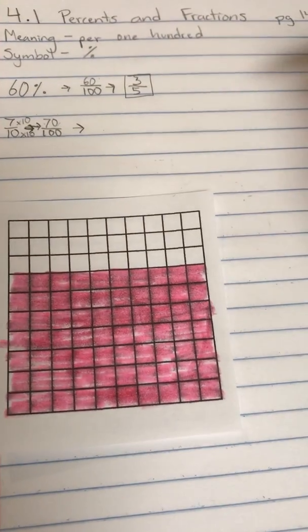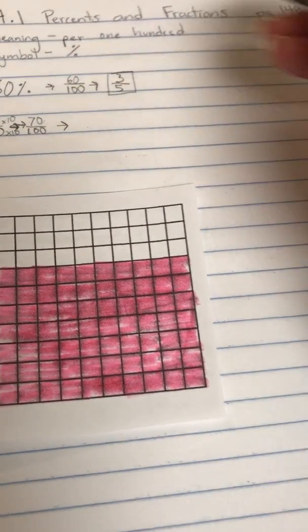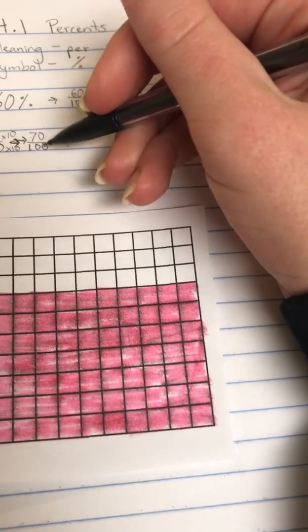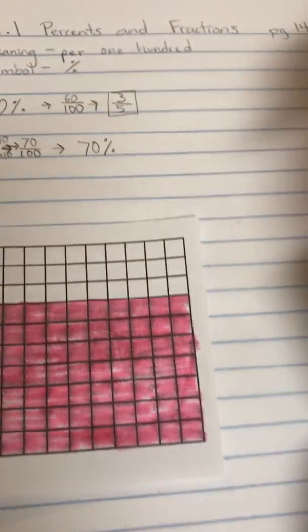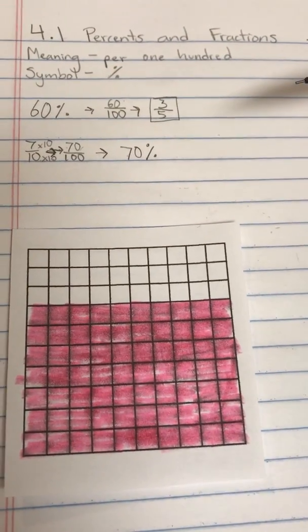Now we're going to turn it into a percent, okay? So 70 hundredths is going to be 70%, all right? Over 100.